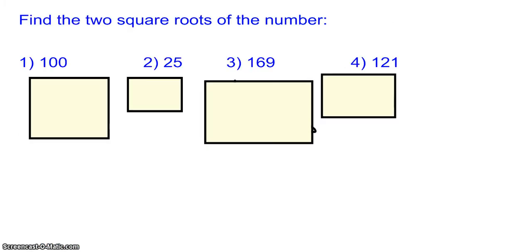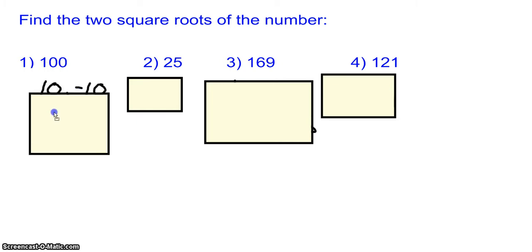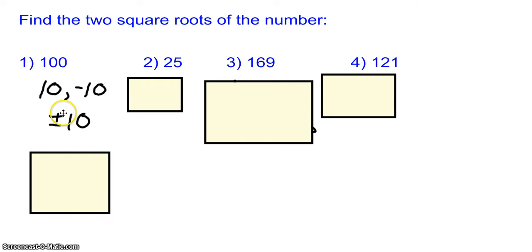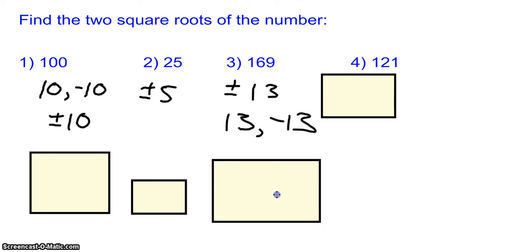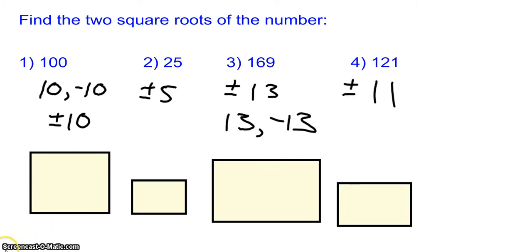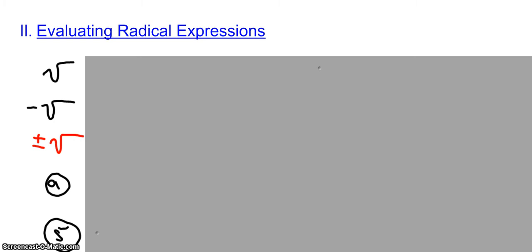Find the 2 square roots of each number. So we might want to pause the video and come back to see the answer. Okay, the 2 square roots of 100 are 10 or negative 10, which may be written as plus or minus 10. The 2 square roots of 25 are plus or minus 5. The 2 square roots of 169 are plus or minus 13. And the 2 square roots of 121 are plus or minus 11. Very good. When asked for the 2 square roots, you give both.